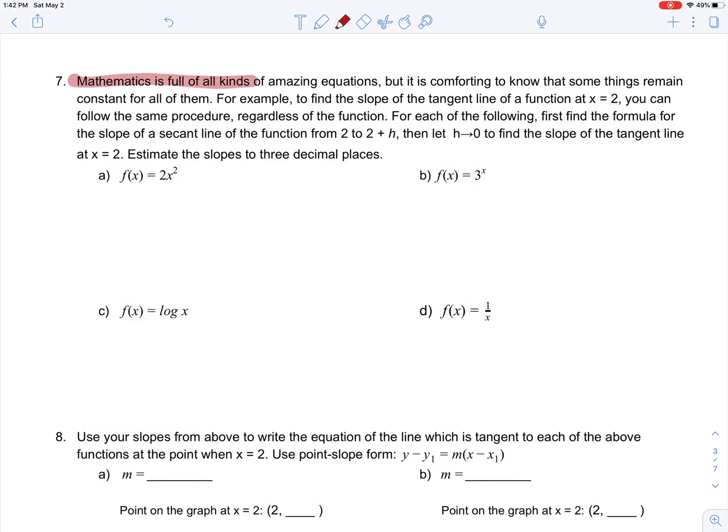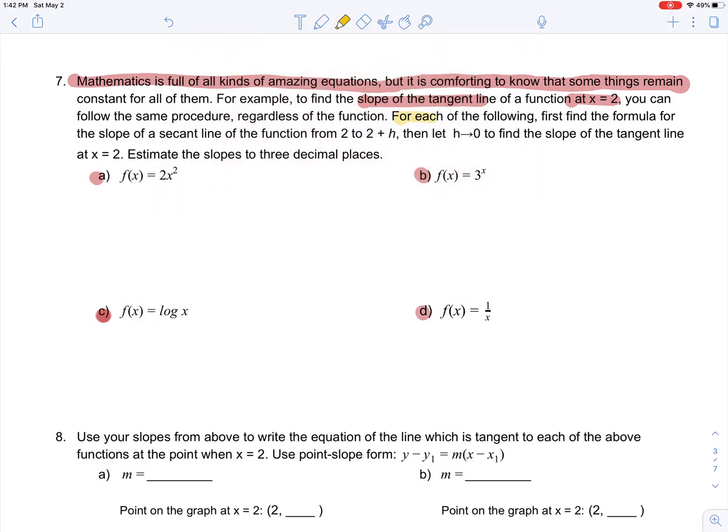So here's what it says. Mathematics is full of all kinds of amazing equations, but it's comforting to know that some things remain constant for all of them. So for example, the slope of the tangent line, that's what we're going to be doing, of a function at x equals 2, you can follow the same procedure regardless of the function. You actually have 4 functions you're going to be finding the slope of the tangent line to. So here's what you'll be doing.